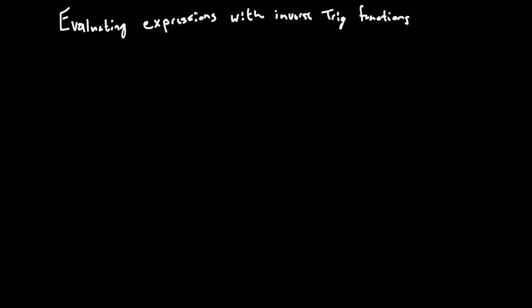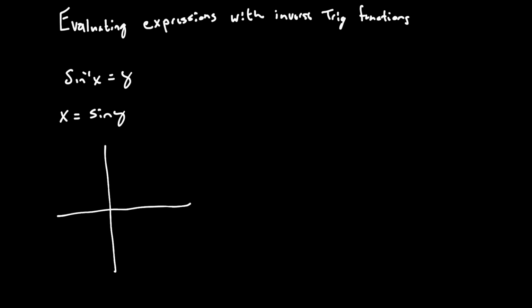Suppose we begin with sine inverse of x, and this is equal to y. Again, by definition of an inverse function, this gives us x is equal to sine of y. We can represent this as a right triangle, where the angle is y, and sine of y is represented by opposite divided by hypotenuse. Therefore, this will give us x. The hypotenuse will be 1, and the remaining side is given by the square root of 1 minus x squared.